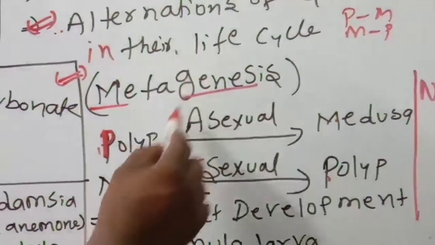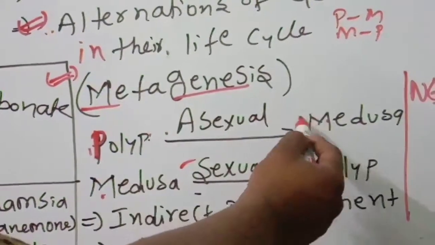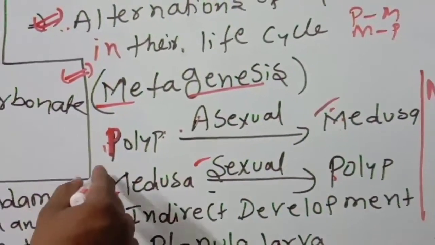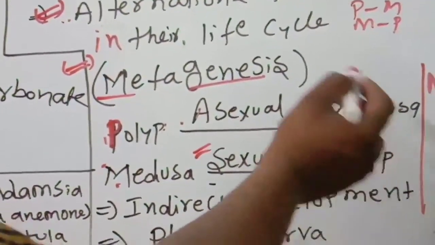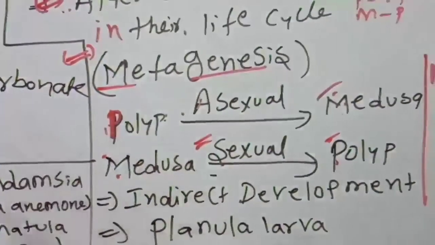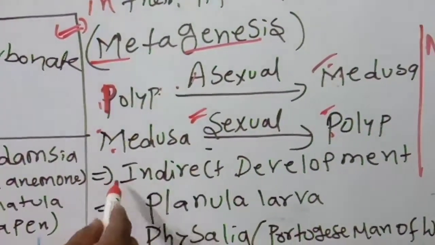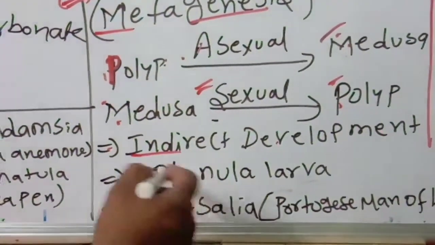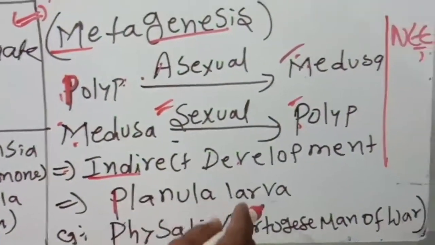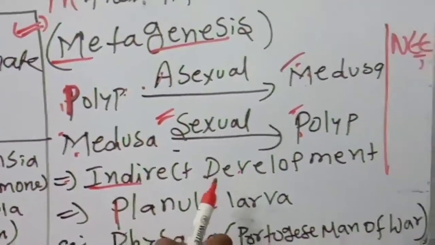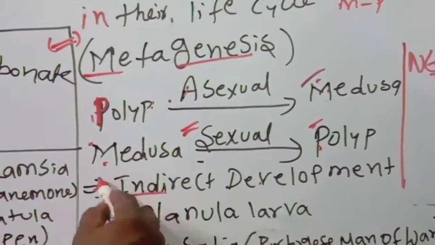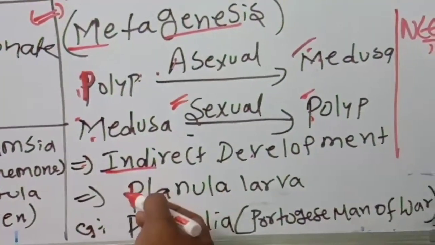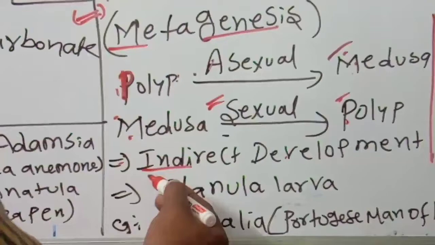Polyp is involved in asexual reproduction and produces the medusa. Medusa is involved in sexual reproduction and produces the polyp form. What is polyp? You know very well. What is medusa? You know very well. So cnidarians also show indirect development in their life cycle. Why? As I said already, when the larval form is there, that kind of development is called indirect development. When the larval form is absent, that kind of development is called direct. So here the cnidarians have a larval form.